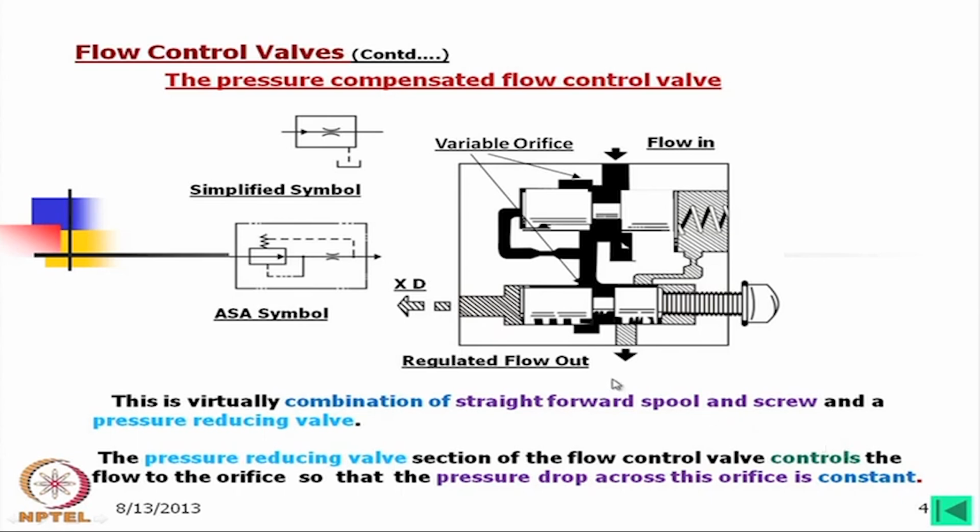This means that when there is a change in pressure, this orifice is controlled in such a way that again the pressure drop across this remains constant and this spool will come back to its original position. So, the flow remains constant. That pressure difference we can change only by tightening or loosening this spool.